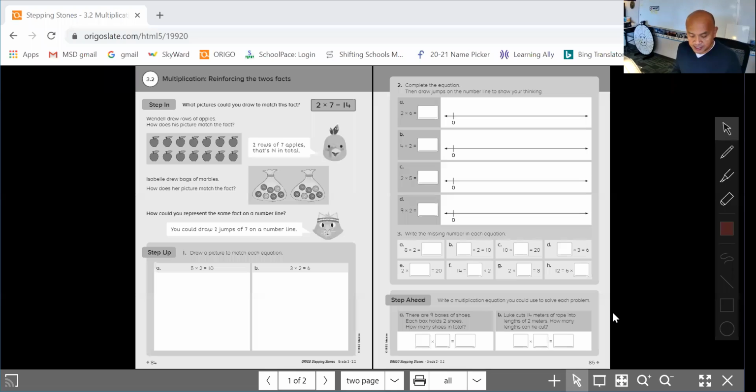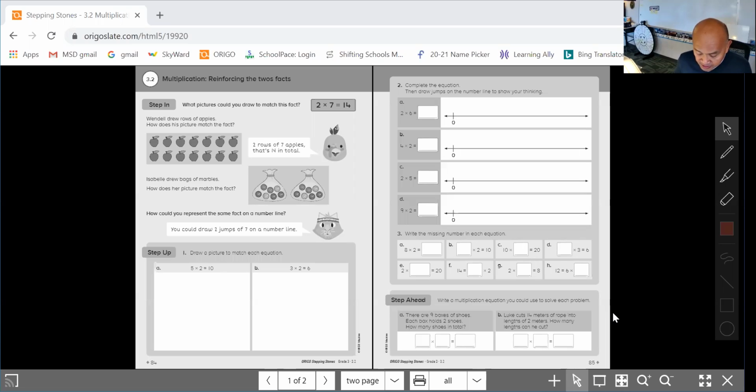assignment page. Okay, I'm going to show you what the page looks like, because I just want to go over that with you. And then let me share it. All right. Because here's what your page looks like. Okay, on 3.2, your first part, you're just drawing pictures.